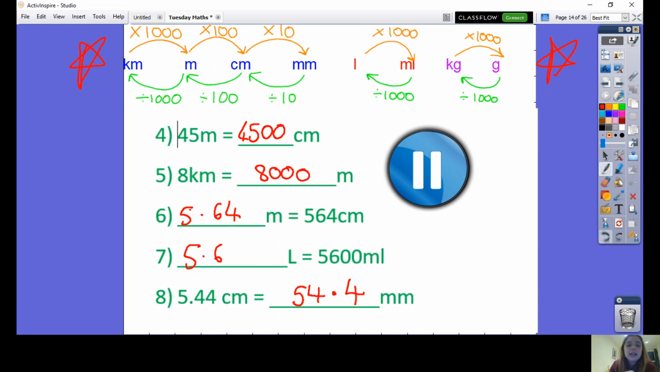So make sure you're using my tips. I'm starting with meters. Put your pen on meters and then go to centimeters. I'm starting with millimeters, going to centimeters. Okay, that tells me I'm dividing.